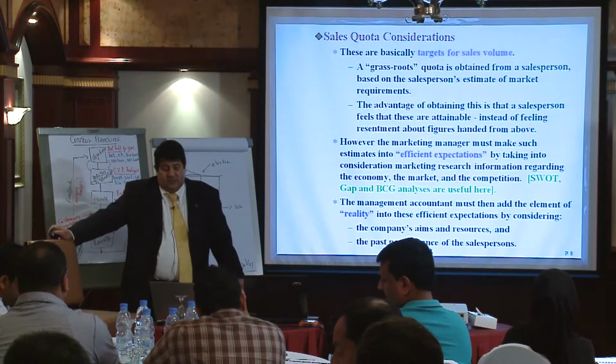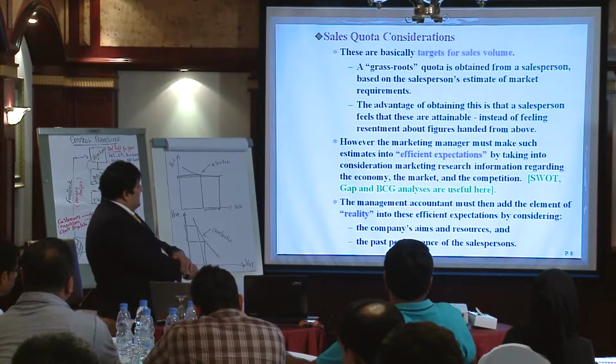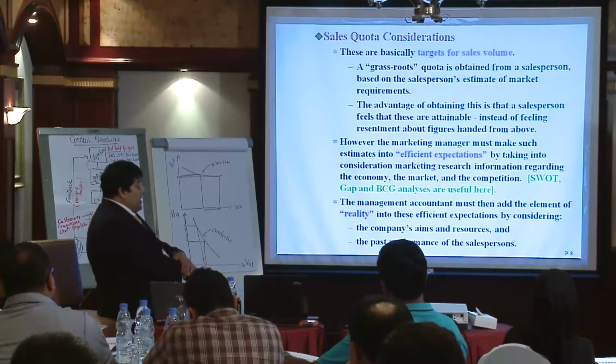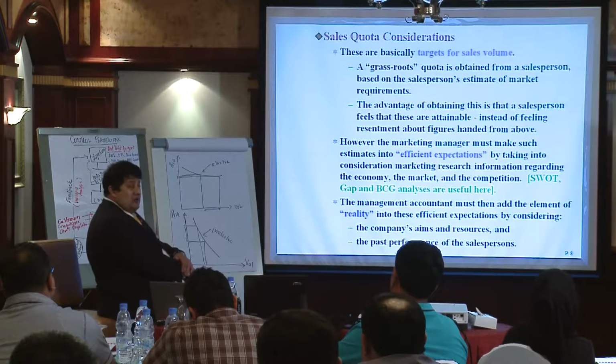The salesman says, I can sell 100. The marketing guy says, no, this is a growth market. Okay, we have a differentiated product, so we should make it 150. But the accountant says, but last year the salesman sold only 80. So let's try to make it 100 or 90 or something like that. So the number keeps changing.